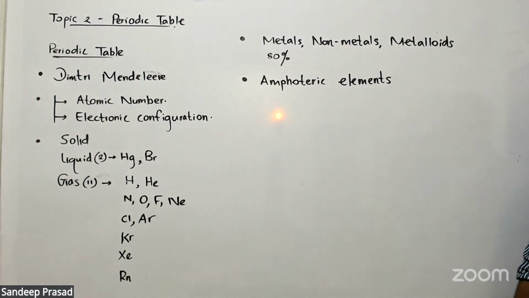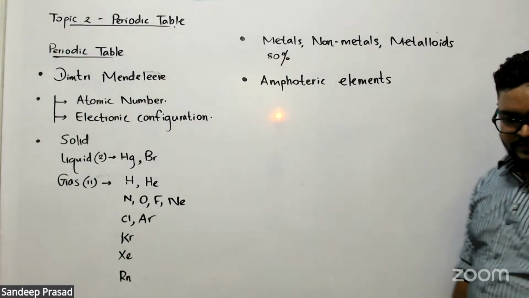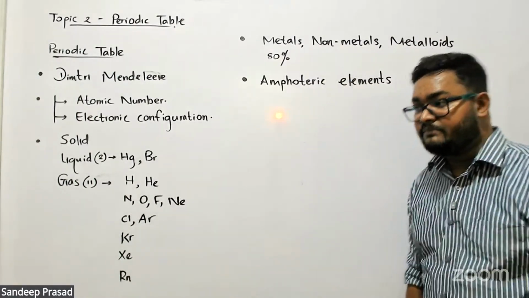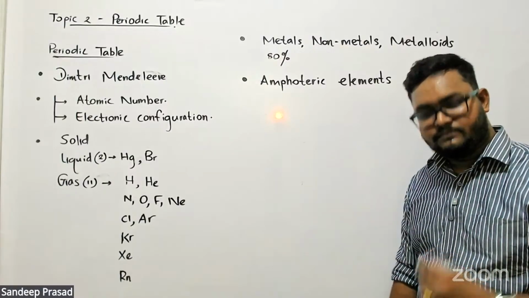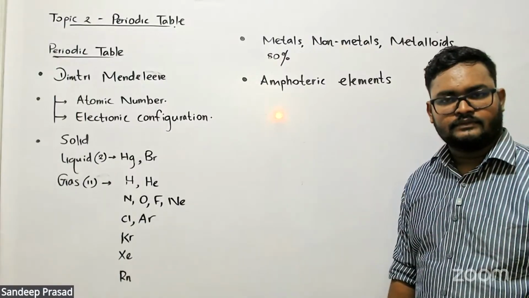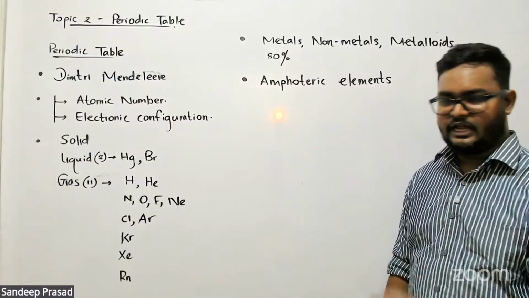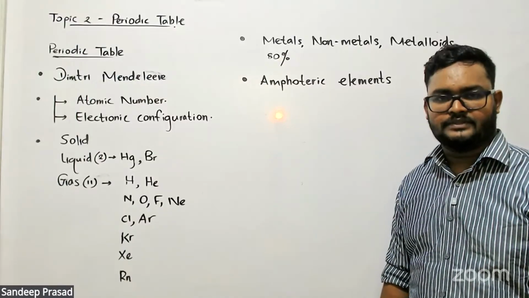Amphoteric. The term amphoteric is representing what? Amphoteric means, remember, they can react with both acids and bases. Aluminium is one of the examples.